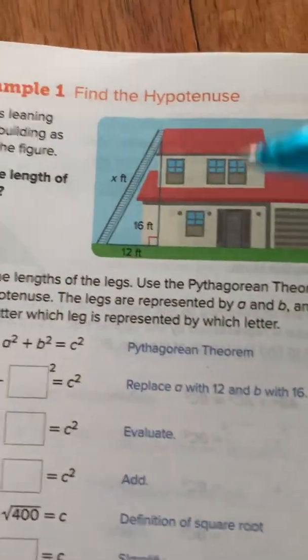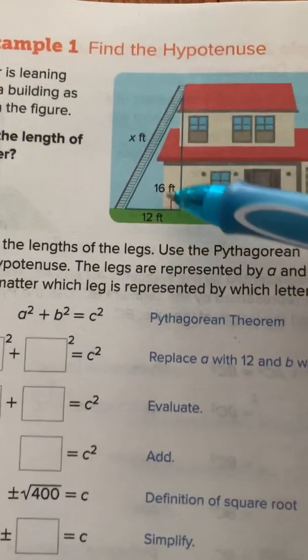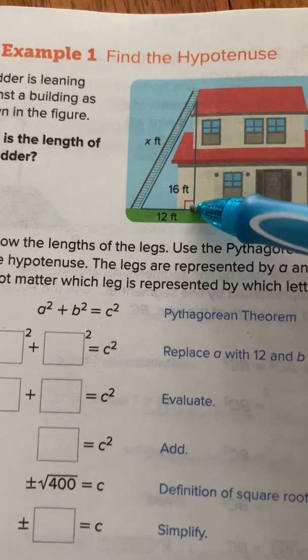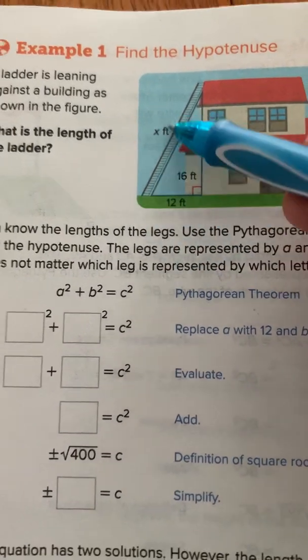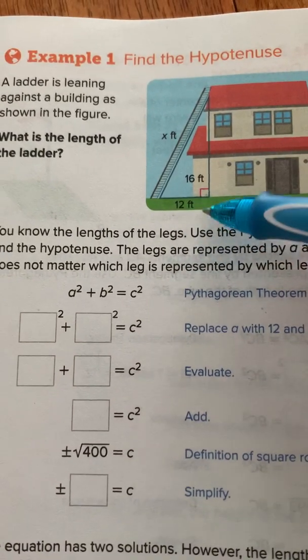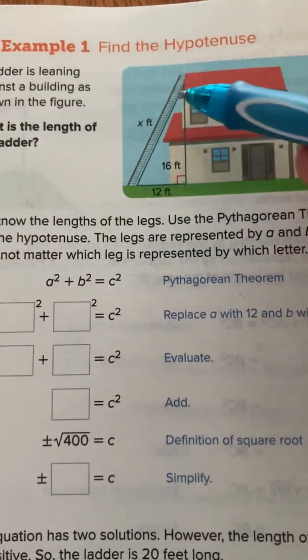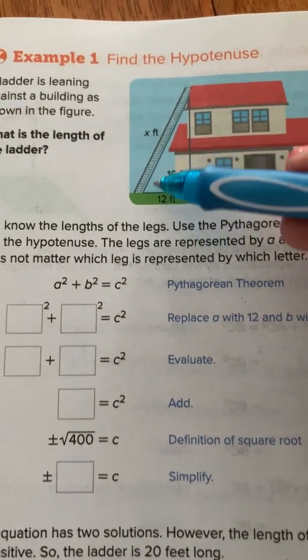Over here, they have a visual of it again. Here are the legs. There's that right angle. This is the hypotenuse. We want to find out what that is. So you have 12 and 16. 12 plus 16 will not equal what this is. That will be too long.